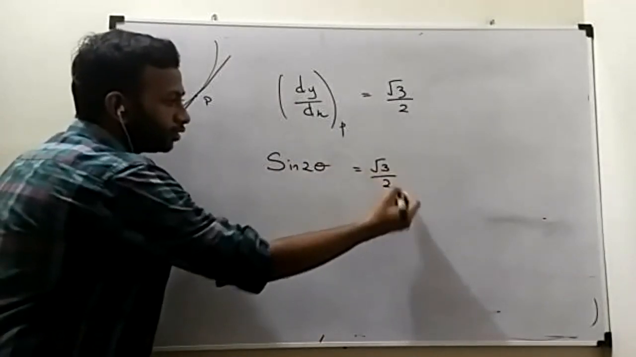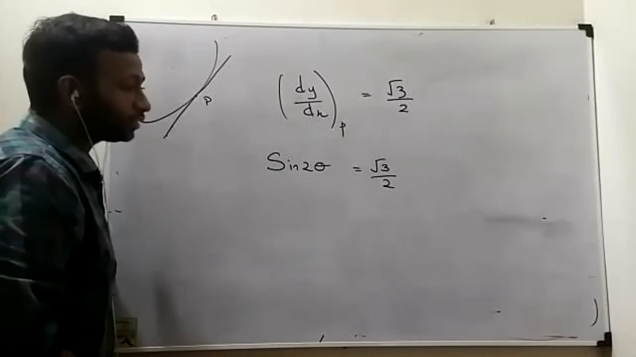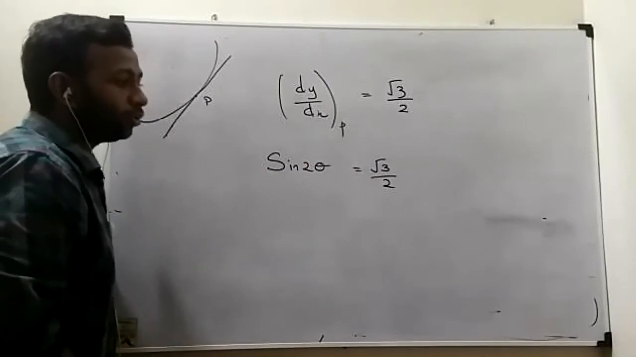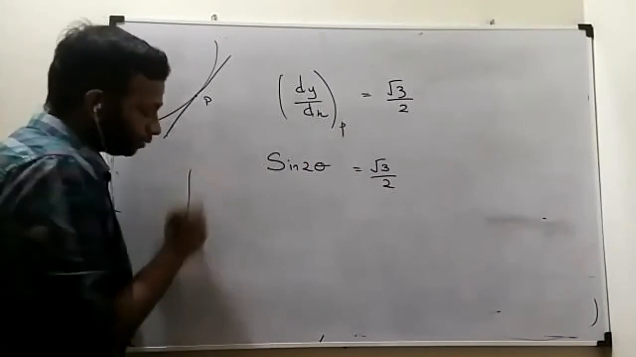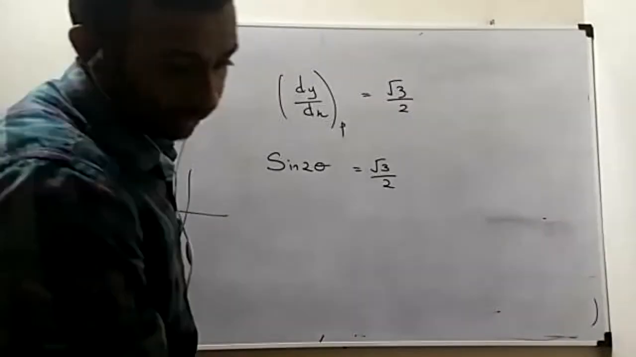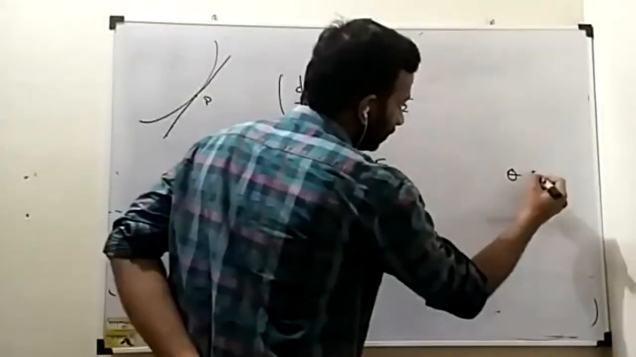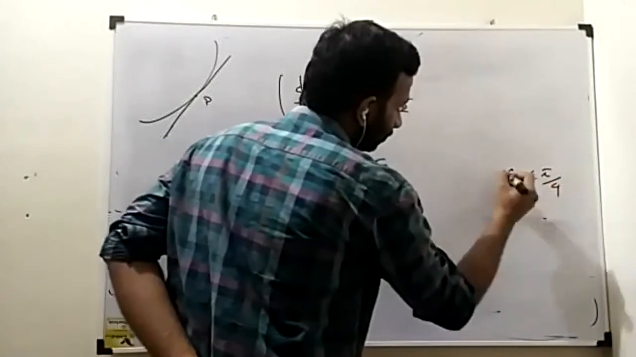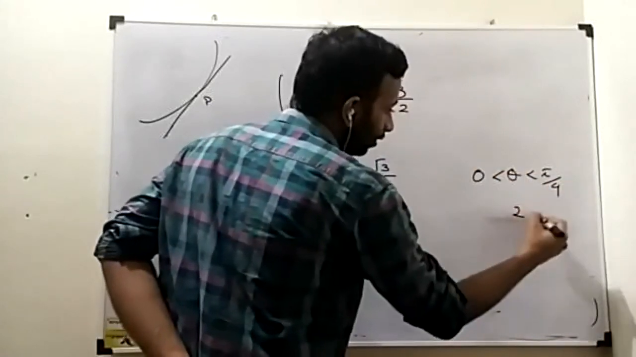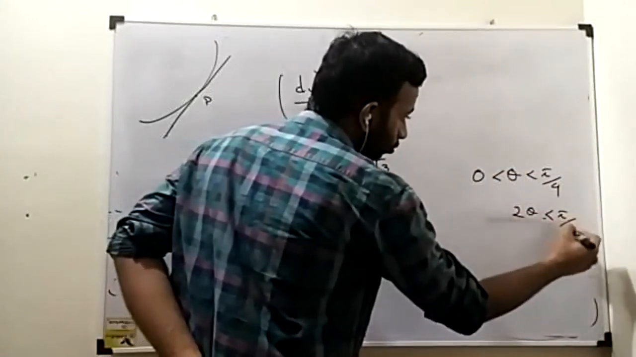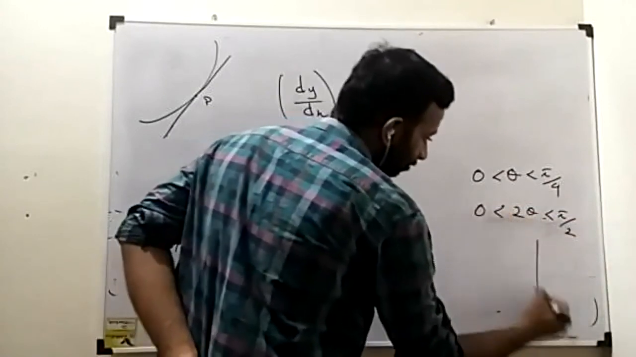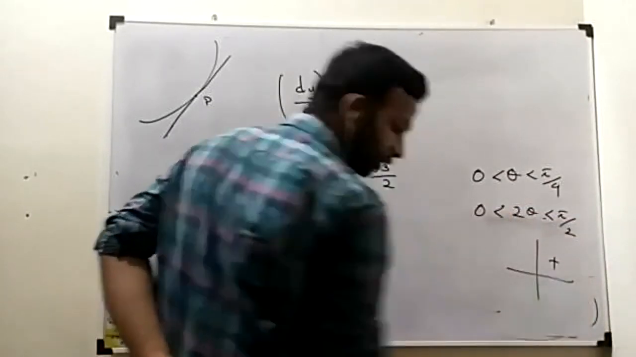So what they're asking is, what is theta? Sine 2 theta is equal to root 3 by 2. Because this is positive, and we have been given that theta is less than pi by 4 and greater than 0, that means 2 theta is less than pi by 2. That means it's in the first quadrant, so everything is positive.